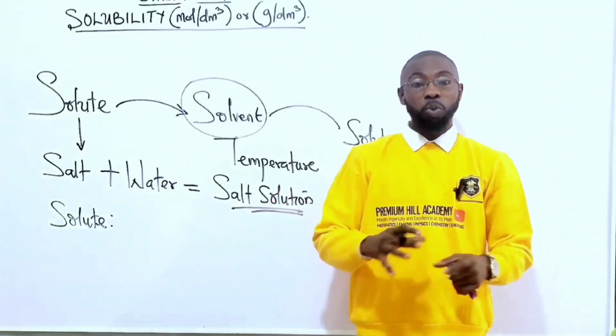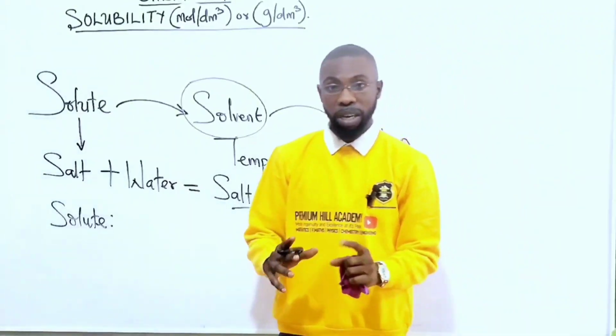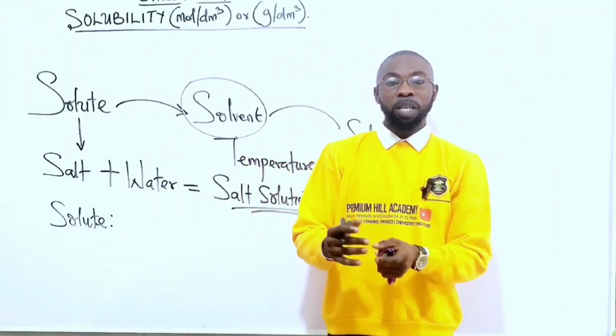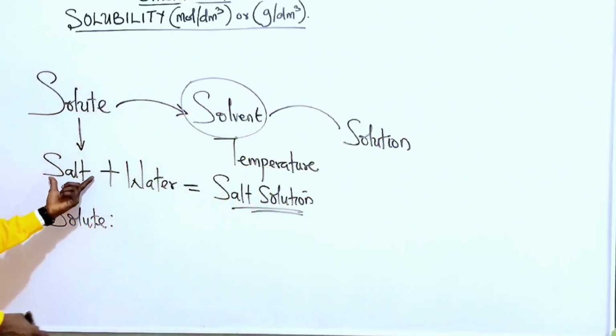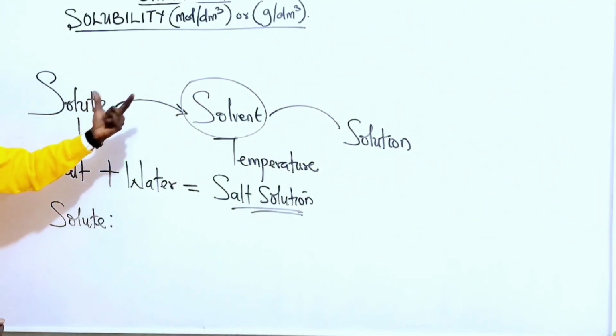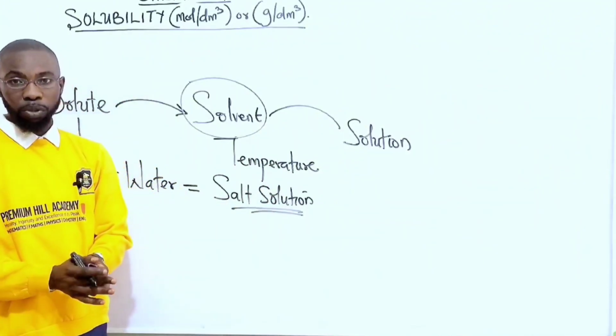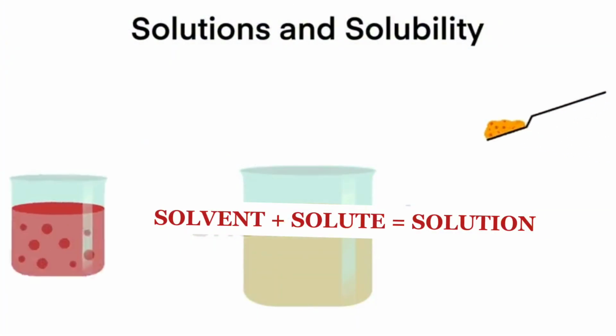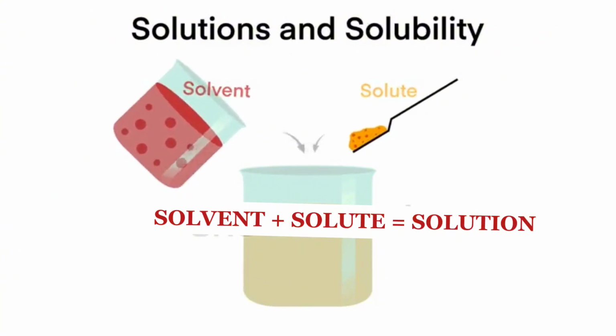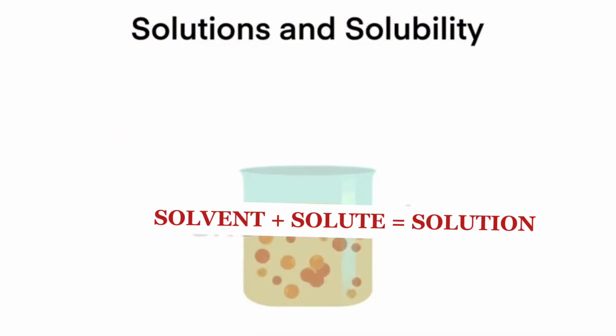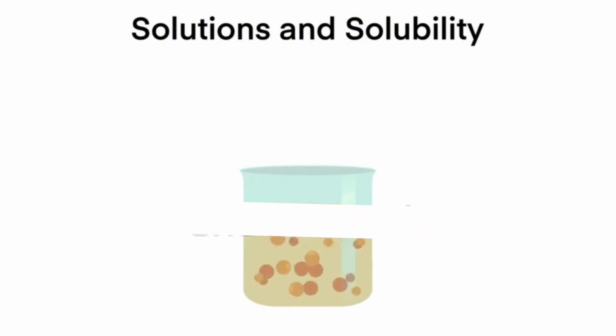So that's just what solute, solvent, and solution are. Let me rephrase: the solute, which can be salt, dissolves in the solvent, which is water, to have a solution at a given temperature. So we can dissolve sodium chloride, which is our normal table salt, in water at a given temperature. That's basically all we need to know about solubility.